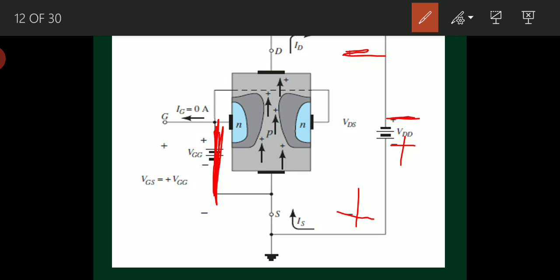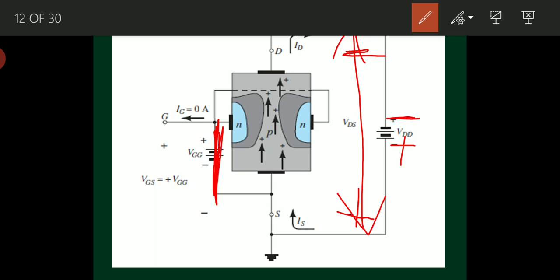So VGS equal to 0 means source and gate are short circuited, and some negative voltage VDS is applied such that the positive terminal of VDS is connected to the source terminal and the negative terminal of VDS, VDS means VDD here, right? So the negative terminal of VDD is connected to the drain terminal. VDS means voltage across drain and source, and this voltage is equal to VDD. VDS equals VDD here, since there are no other passive components in between VDS and VDD.